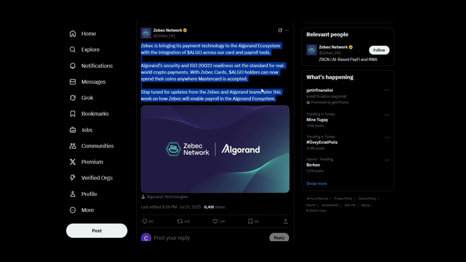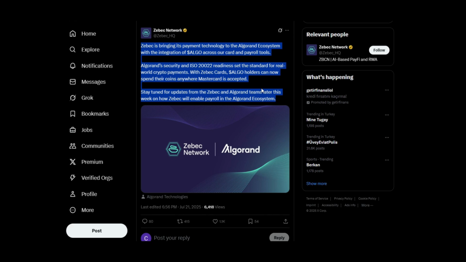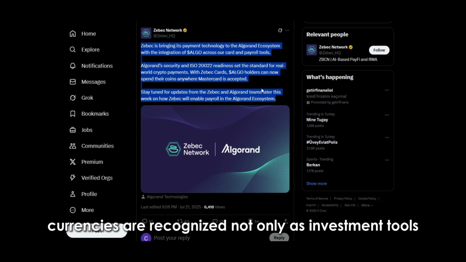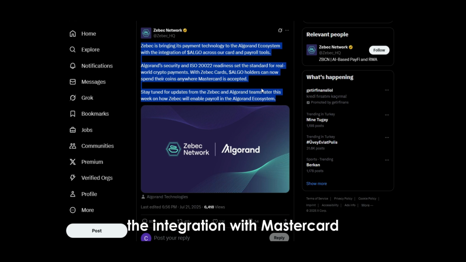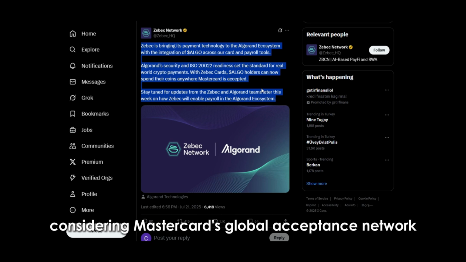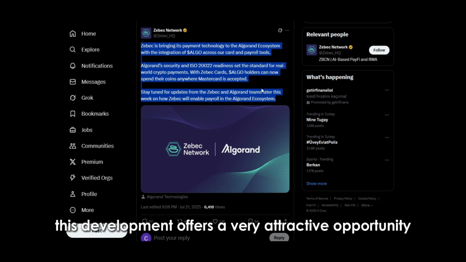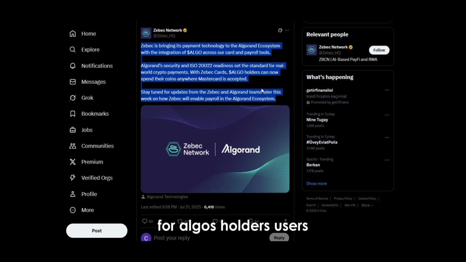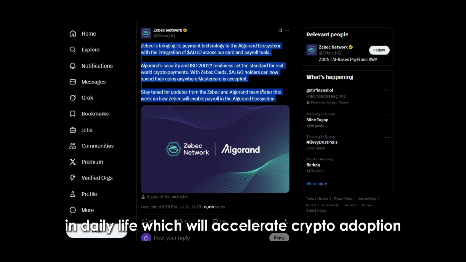Therefore, this integration can be seen not only as a technical step, but also as a strategic and reputational gain for Zebec. The fact that Zebec card users can now shop with ALGO ensures that cryptocurrencies are recognized not only as investment tools, but also as a payment method with real-world use. The integration with MasterCard greatly simplifies the user experience and increases the spendability of cryptocurrencies. Considering MasterCard's global acceptance network in traditional finance, this development offers a very attractive opportunity for ALGO holders. Users can now comfortably use their digital assets in daily life, which will accelerate crypto adoption.